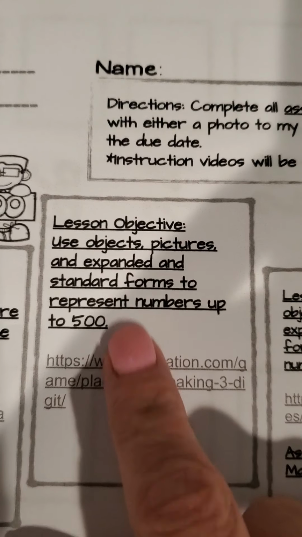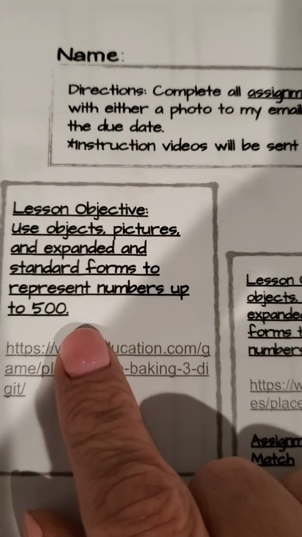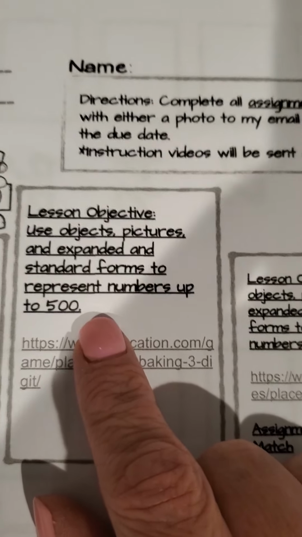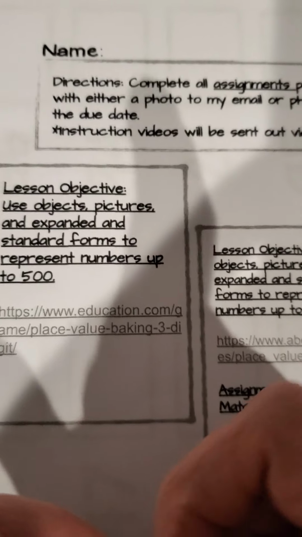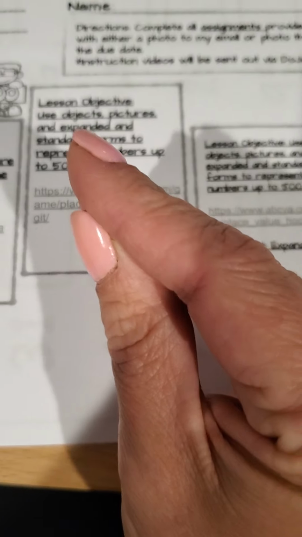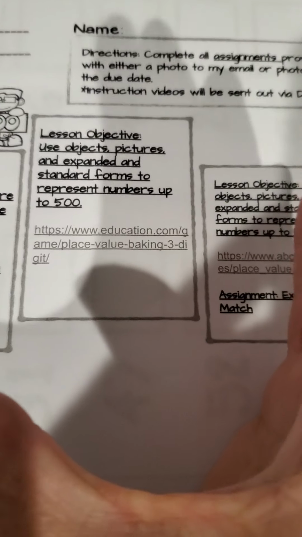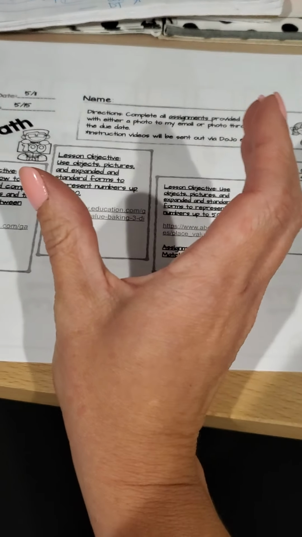Okay. This says our objective is also going to be using objects, pictures, and expanded and standard forms to represent numbers up to 500. You guys remember I talked to you about it at the beginning and kind of at the middle of the year. It's a slinky. So our standard form is going to be the slinky all the way pushed together. I don't have my slinky with me, it's at school. That's a number by itself, like 513. And then if we want expanded form, that's our slinky all the way out.